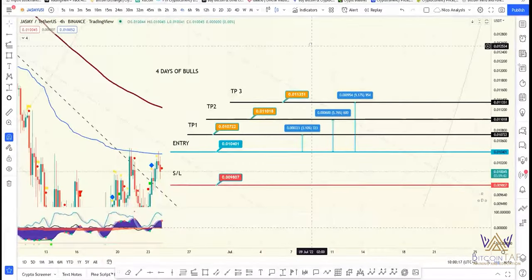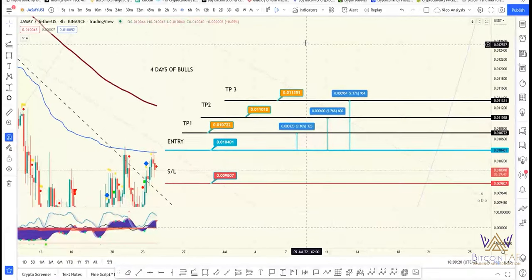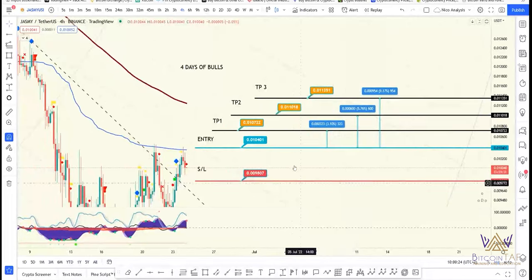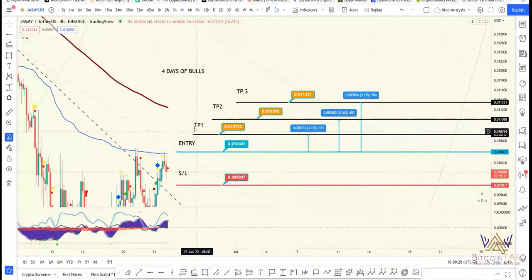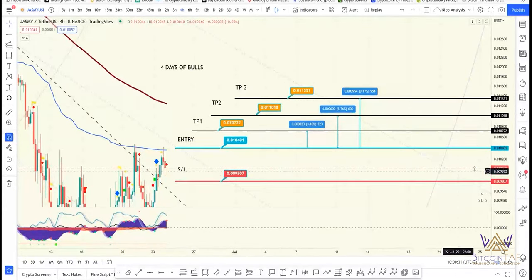I'm just going to start with our charts, the data I want to give you. I'm looking at Jasmine USDT, and this is the setup that I have for you guys. You can get your levels right here. We've got our stop loss, our entry, and then the target points 1, 2, 3 that you can write down here. Jasmine is looking good.